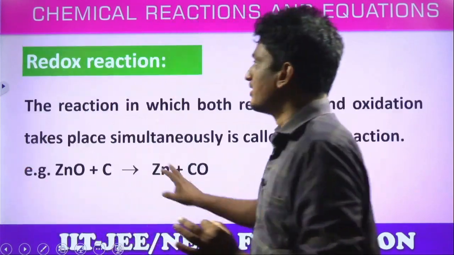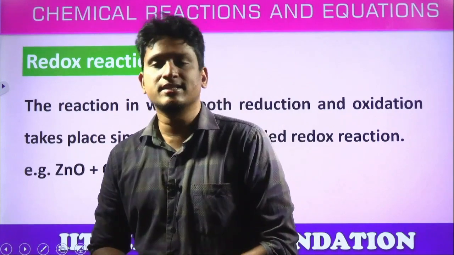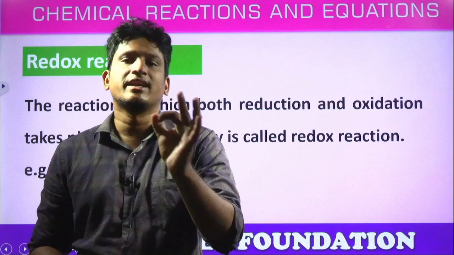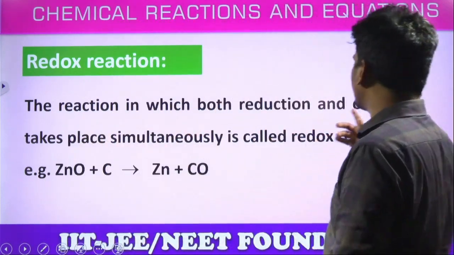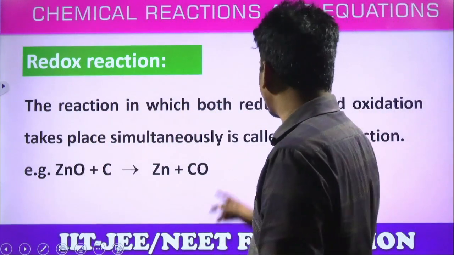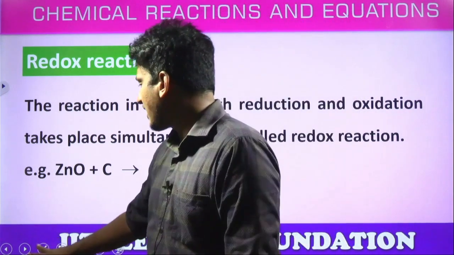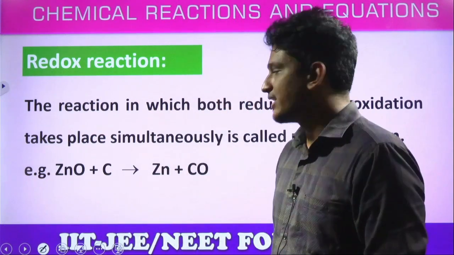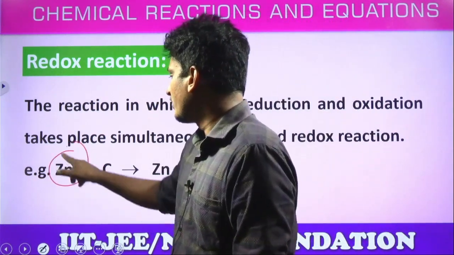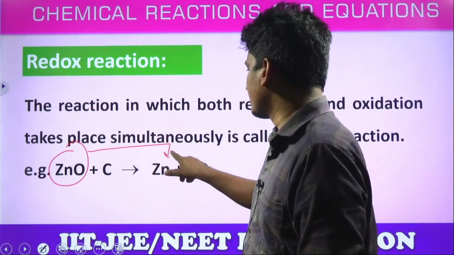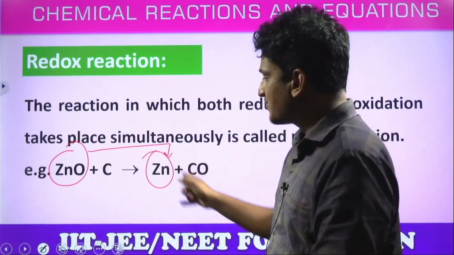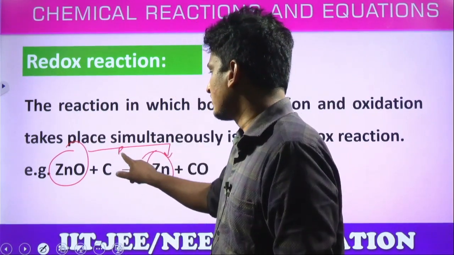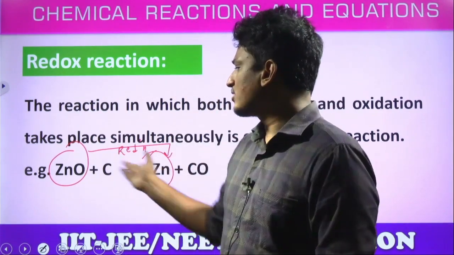Oxidation, reduction. If both processes take place simultaneously in a given reaction, that reaction is said to be a redox reaction. So the reactions in which both reduction and oxidation take place simultaneously are called redox reactions. Look at this reaction here. ZnO plus C gives rise to Zn plus CO. Here ZnO becomes Zn. Is this process oxidation or reduction? Answer: this process is reduction. Why? Because oxygen is removed.